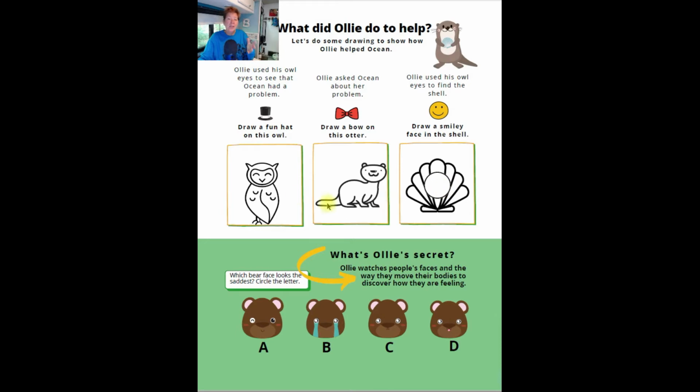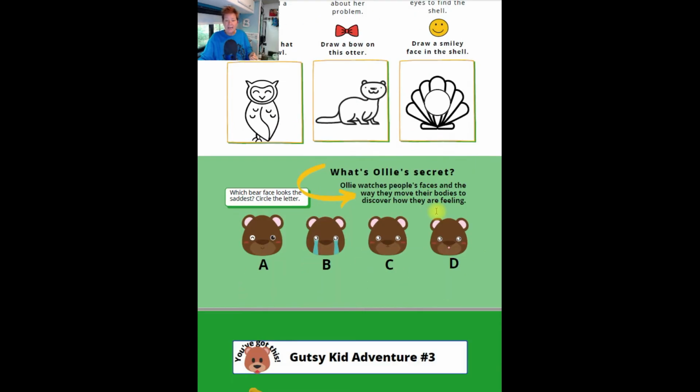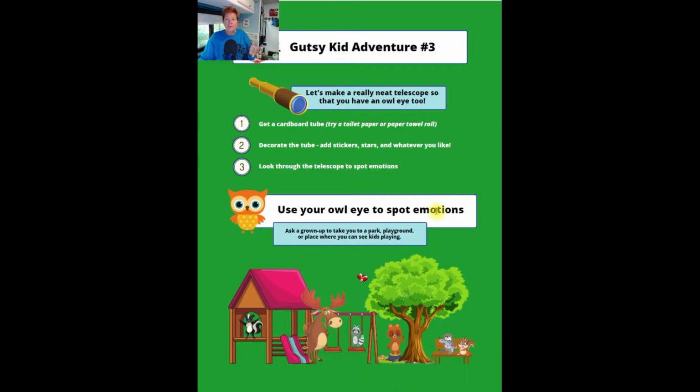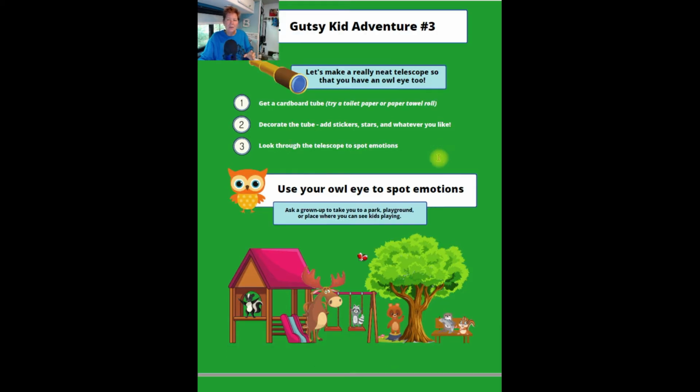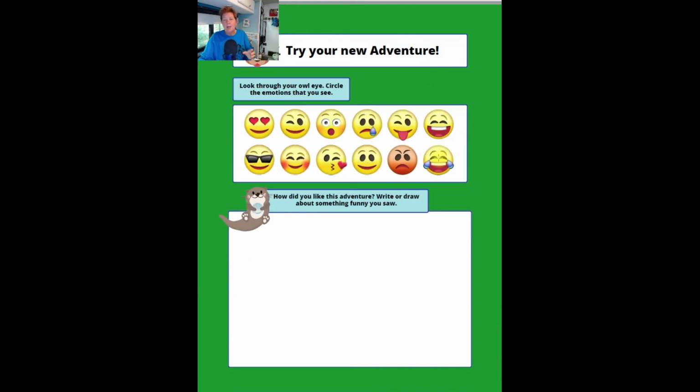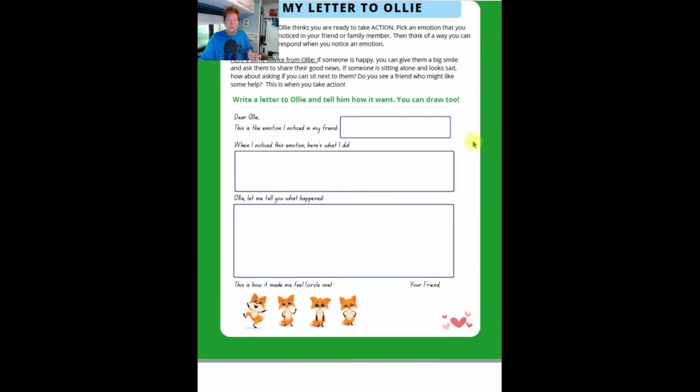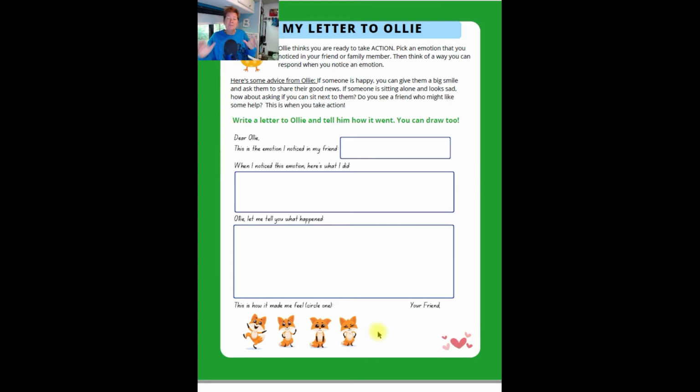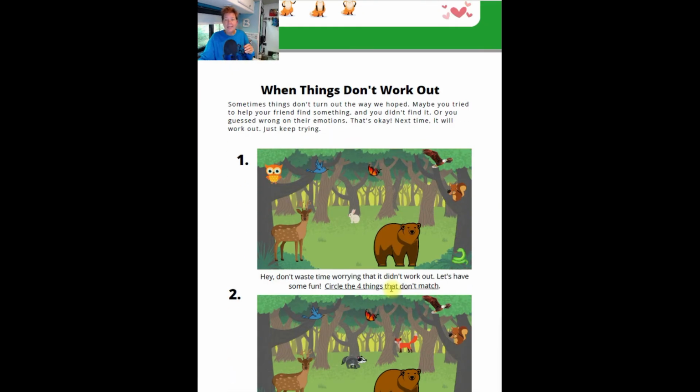So the PDF, we ask kids to draw a hat on the owl, circle the saddest face. There are adventures and assignments. Create your telescope and see if you can spot emotions. Circling the emoticons of the emotions that you noticed. Writing about something funny, drawing about something funny, writing a letter to Ollie. Again, circling the fox that describes your emotion, and activities.